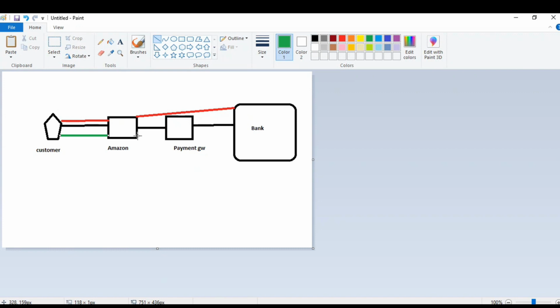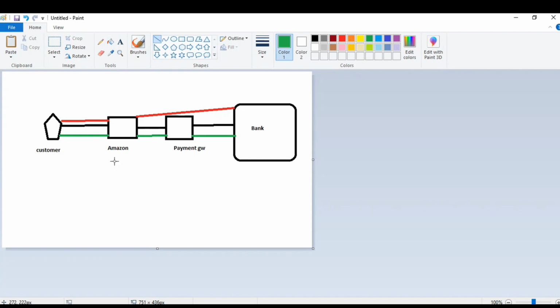They have a connection with a payment gateway. So they send all the details to the payment gateway, and the payment gateway sends all the details to the bank, right? So there are two scenarios. Now what is happening? Amazon is taking your card number and sending the card number and your CVV, everything, to the payment gateway. Now the payment gateway is sending these details to the bank.